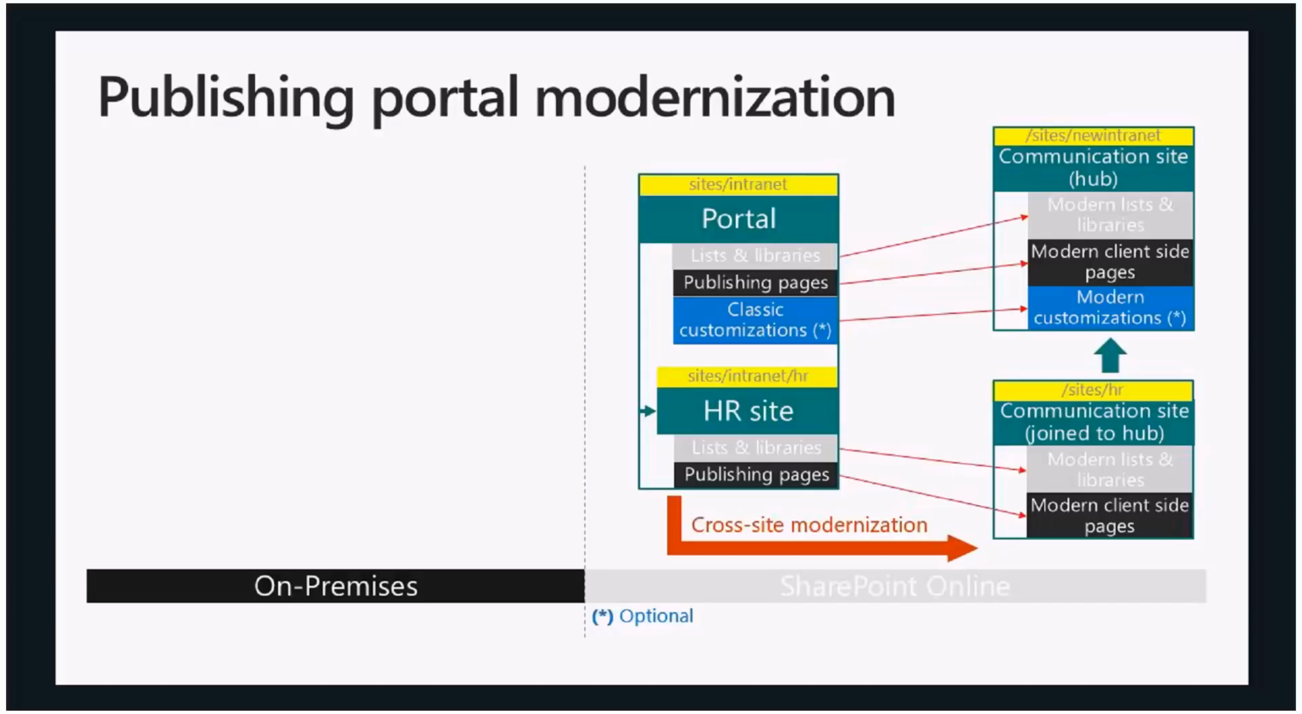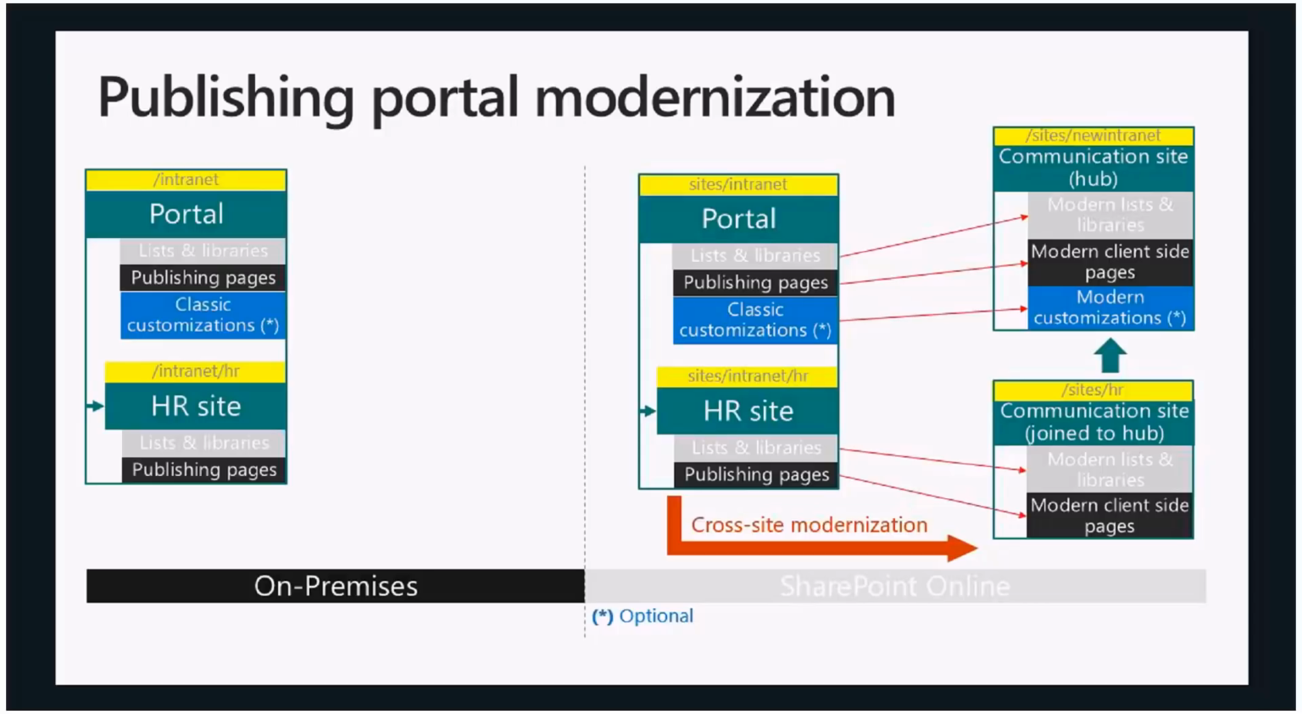Now, what if you're still on-prem? We get lots of asks from people that have this publishing portal on-prem. Today, the only option that we can provide is to use tooling to move this portal first to online, put it in read-only over there, and then start modernizing using the cross-site modernization.